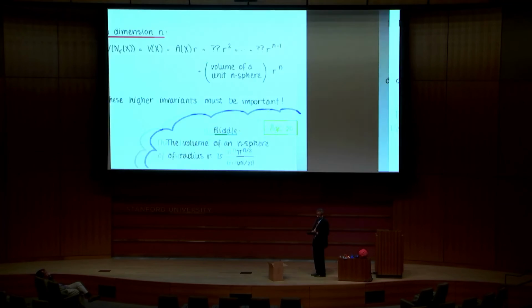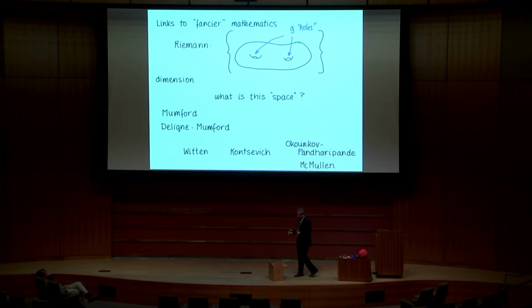So now I'm going to conclude with some links to fancier mathematics, so you can see that these metaphors really connect to how one thinks about really fancy things. The setup is you have this notion of what are called Riemann surfaces. I've drawn a picture of one that looks like this, and they have a certain number of holes, often called G for genus.